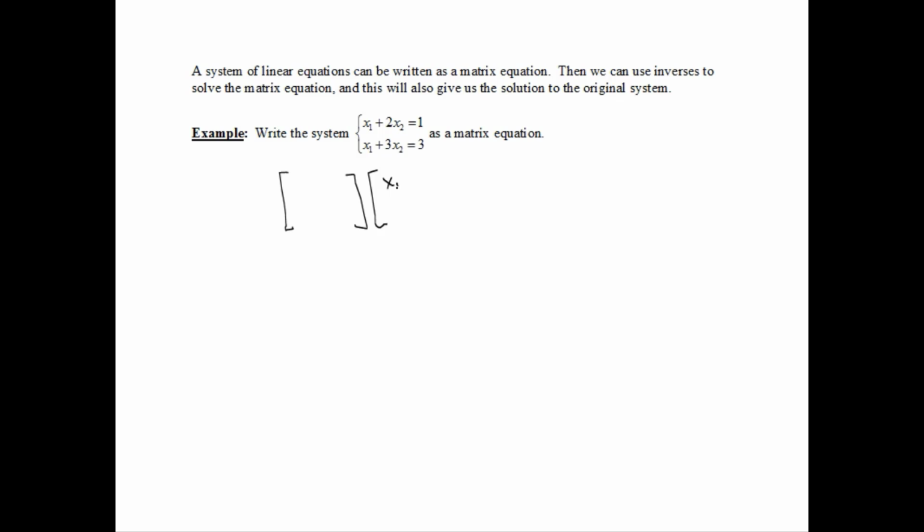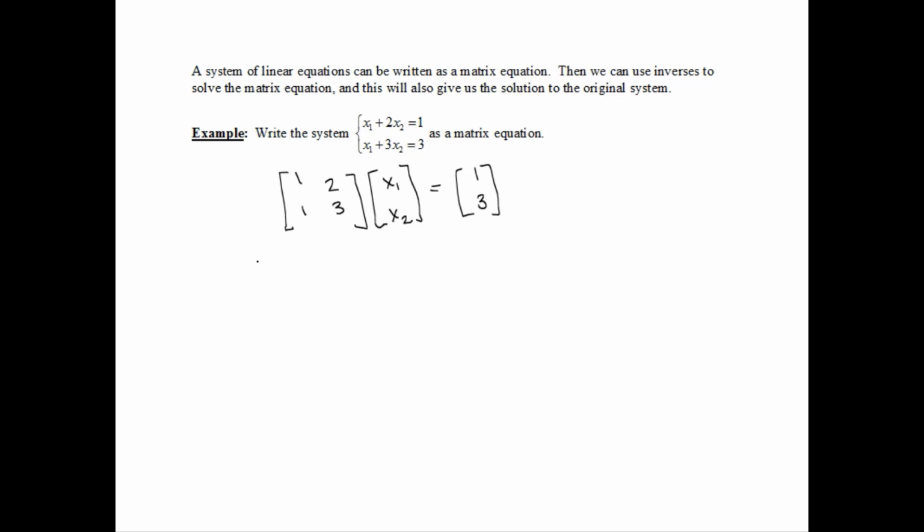My variables are here. My coefficient matrix is here, so 1, 1, 2, 3. And then here is my right-hand side, the column matrix 1, 3.